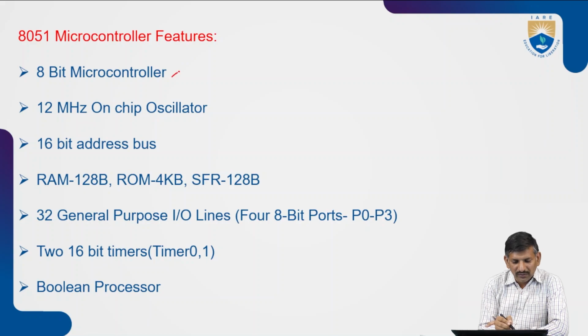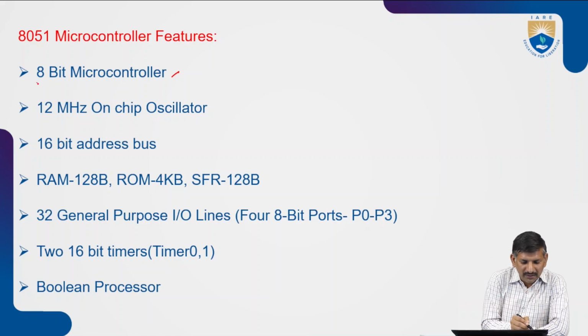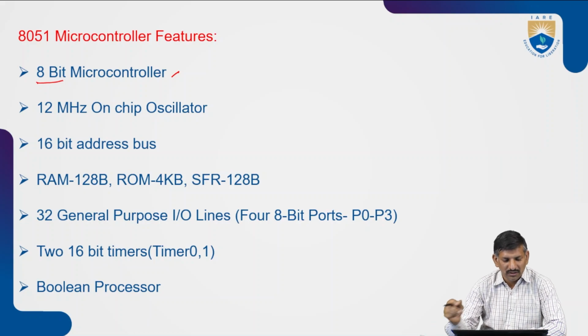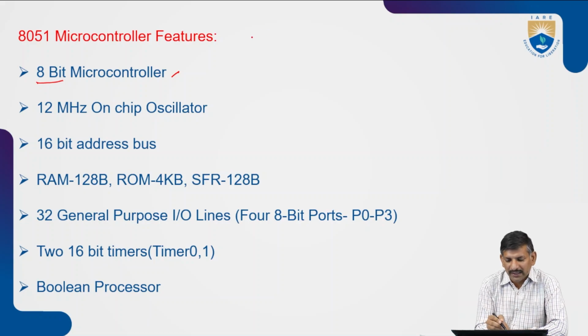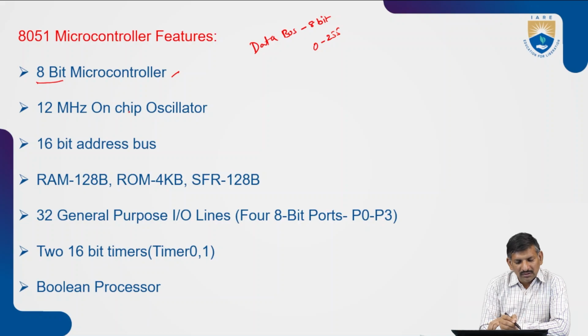First, the 8051 is an 8-bit microcontroller. Here 8-bit indicates how many bits of information will be accessed in a single clock cycle. Since it accesses only 8 bits, its data bus width is 8 bits. That means it can access values from 0 to 255 at a time. Next, it contains an oscillator circuit which can interface with a 12 MHz clock.